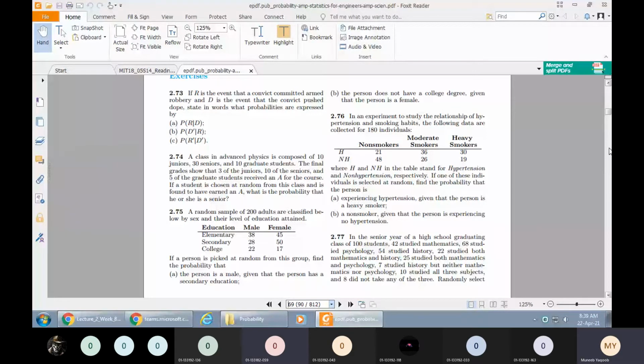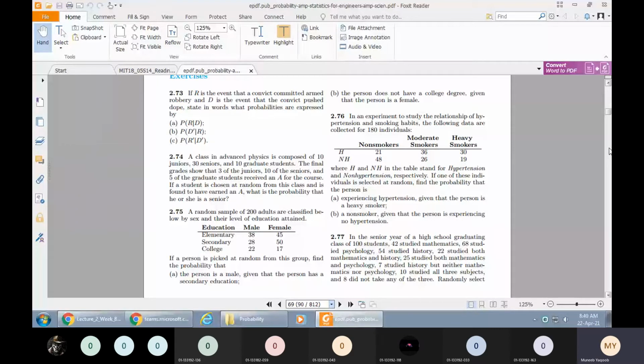C complement slash female. Perfect. So it is the conditional probability question: what is the probability that the person will not have the college degree, given that she is a female. So basically, it is probability of C complement slash female that is required. According to the formula, we will write probability of C complement intersection female in the numerator, and probability of female in the denominator.